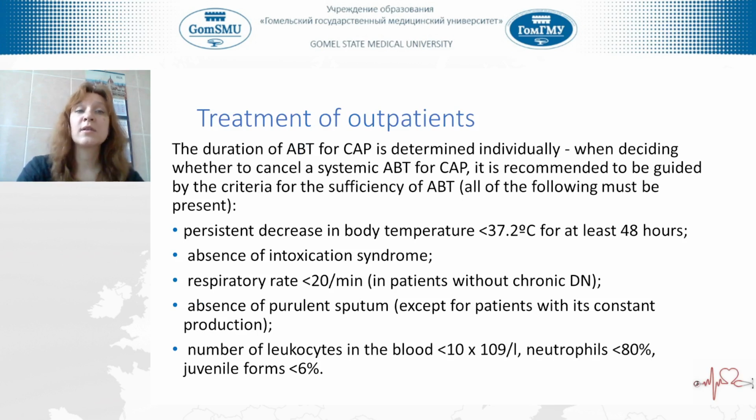The duration of antibacterial therapy for CIP is determined individually. When deciding whether to discontinue systemic antibacterial therapy for CIP, it is recommended to be guided by criteria for the sufficiency of antibacterial therapy. All the following must be present: body temperature less than 37.2 for at least 2 days, 48 hours; absence of intoxication syndrome; respiratory rate less than 20 per minute; absence of purulent sputum; and number of leukocytes in the blood less than 10, neutrophils less than 80, band forms less than 6%.